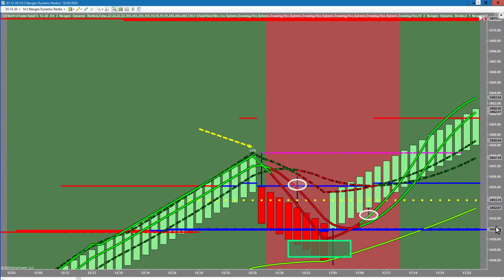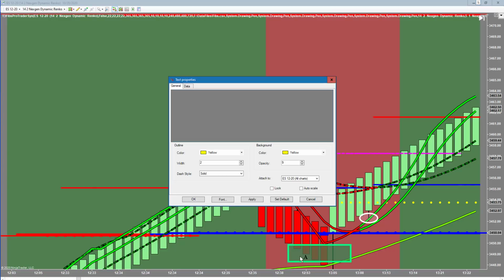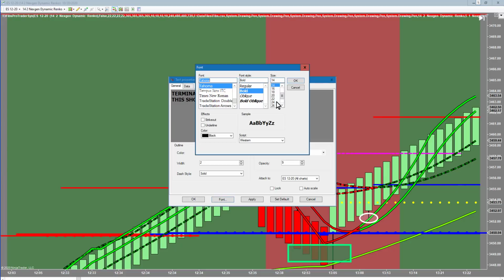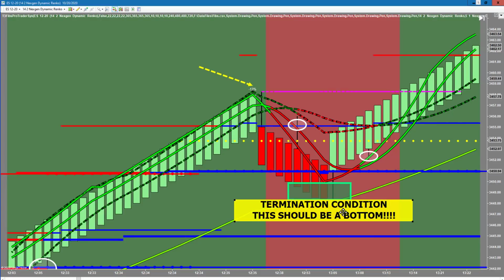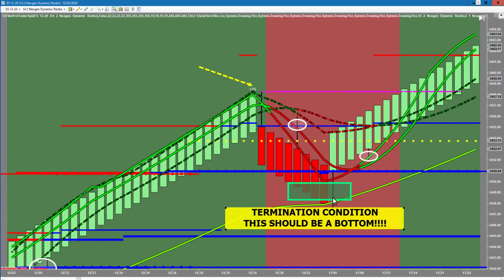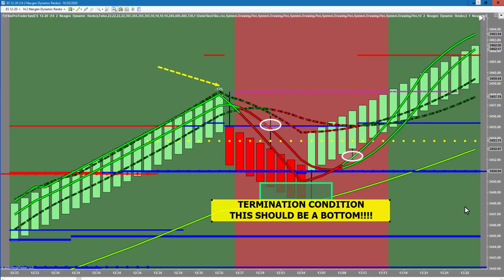I did record this, so you can go back and watch it, but the short version is we're looking at termination conditions, right? This should be a bottom. So this is the thought process. We're reverse engineering the trend trades. Instead of starting with rules and where's my trade, we're starting with this should be a bottom because of the mid-band, fibs, and triggers, and then taking the subsequent trades after a good top or a bottom, right?